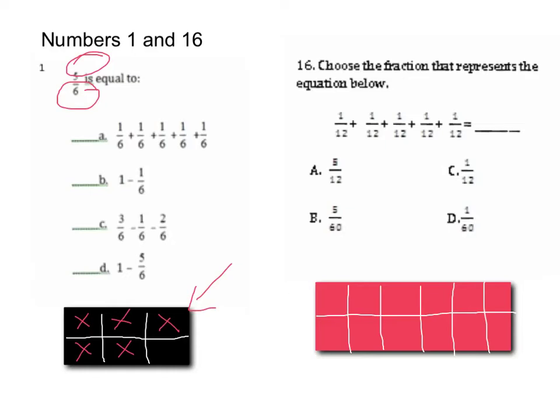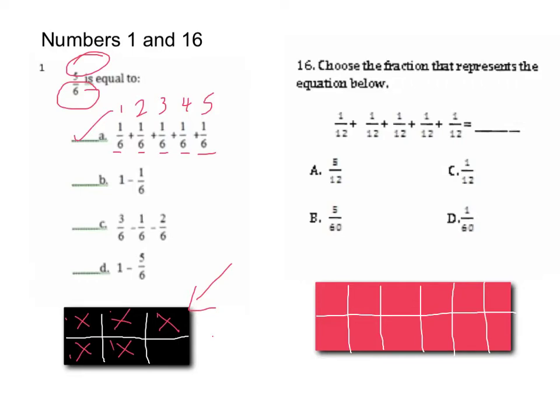Now, let's look and see what A says. A says 1/6 plus 1/6 plus 1/6 plus 1/6 plus 1/6. How many 6ths are there? Let's count them. That's 1, 2, 3, 4, 5. That's exactly what we have right here: 1, 2, 3, 4, 5. The answer is A.